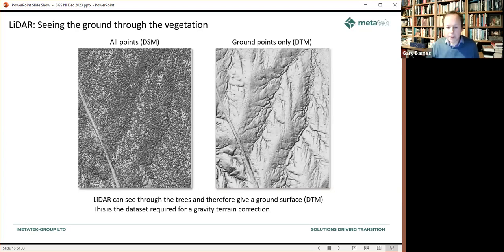So what we see on the left here is what's known as the digital surface model, the DSM, which includes all the trees, any buildings, any objects, as well as some ground points, which you can see in between the trees. But in the LiDAR processing that we do, we remove any points that have reflected from vegetation or buildings. And then we only use the points that have reflected from the ground, and that gives us what we know as the DTM, the digital terrain model. And it's this model which is used for the gravity terrain corrections.